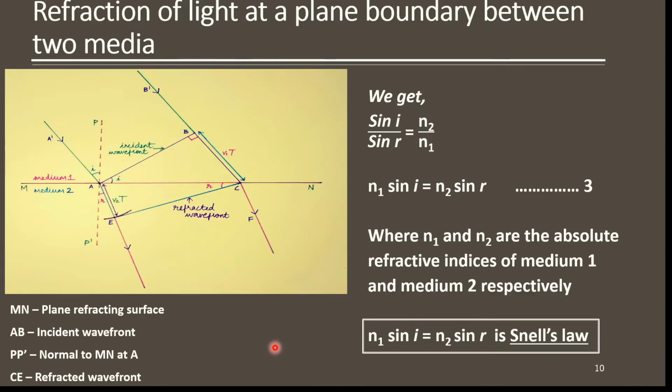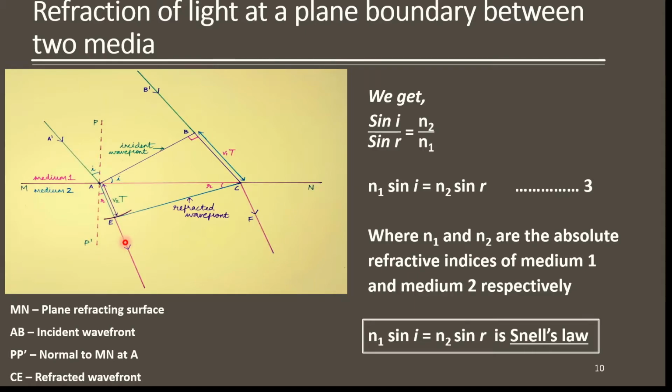From the figure, it is clear that the incident ray, refracted ray and normal to the boundary surface all lie in the same plane. Incident ray and refracted ray lie on opposite sides of the normal.